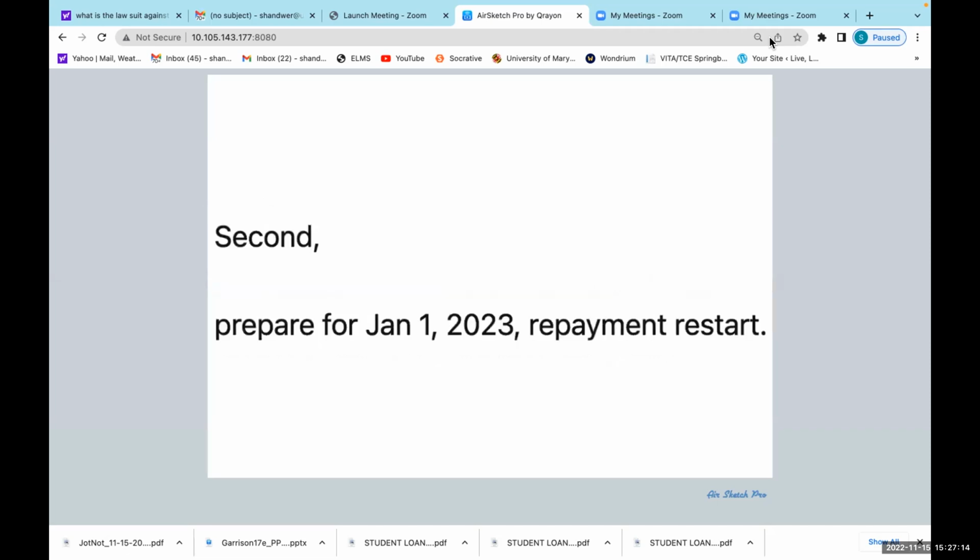Okay. The second thing to be concerned about is prepare for January 1, 2023. That's when repayment starts after March 2020, when repayments were not required. We're talking about federal loans now, obviously. In March 2020, when COVID became the monster that it became, all payments were suspended, and they've been suspended. And several times the suspension period has been extended. The final extension period was to begin January 1, 2023.